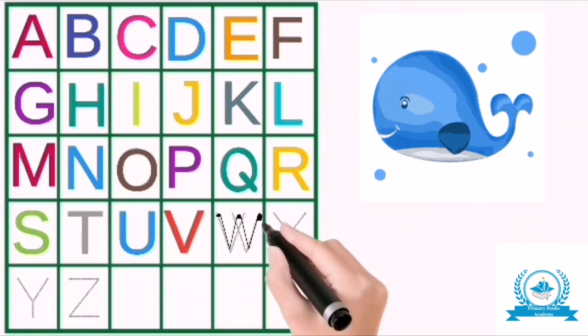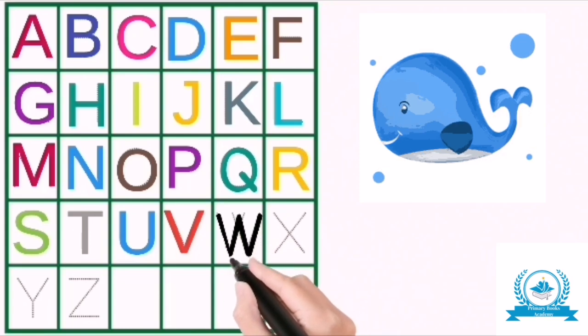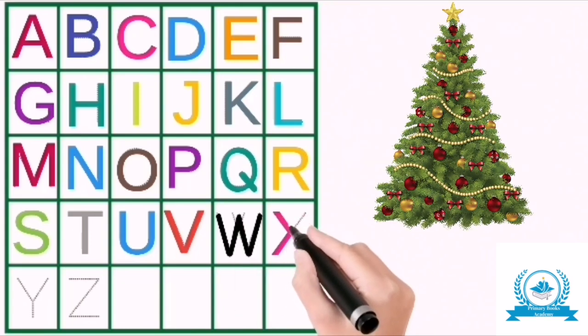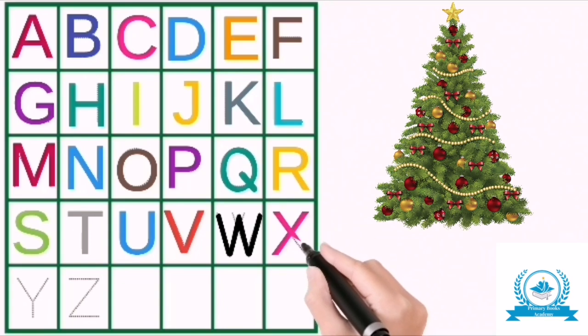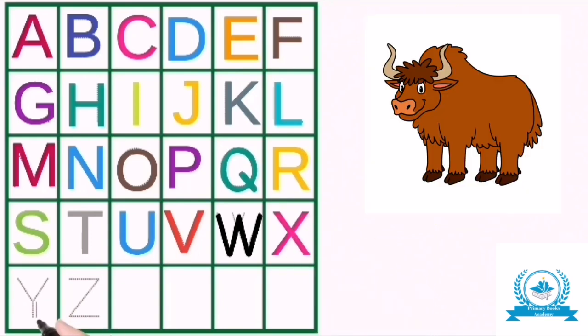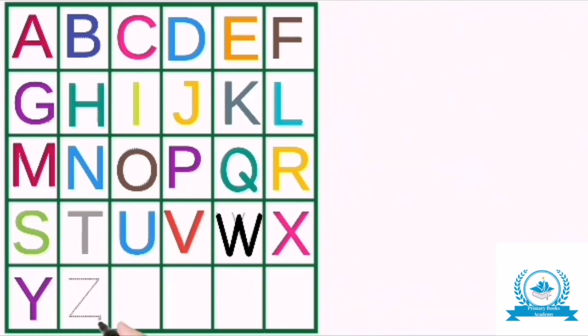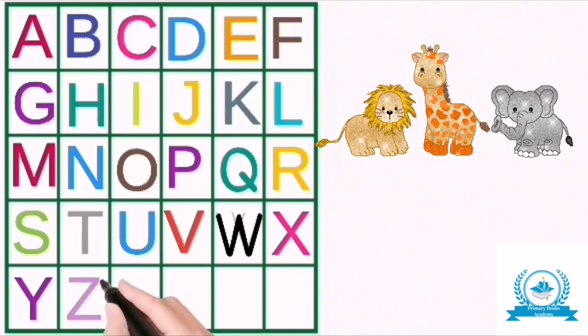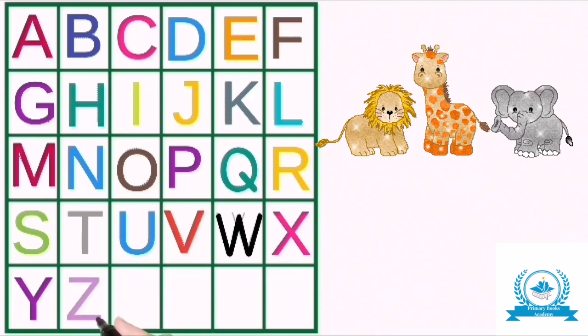W for whale. X for Xmas tree. Y for yak. Z for zoo.